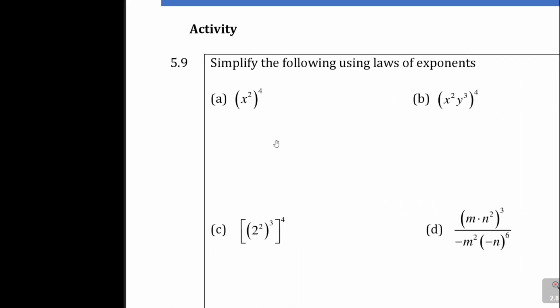Look at this activity. Simplify the following using laws of exponents. So they gave me this one. Apologies for the background noise. The children are playing outside, but I had to bring this to you guys.